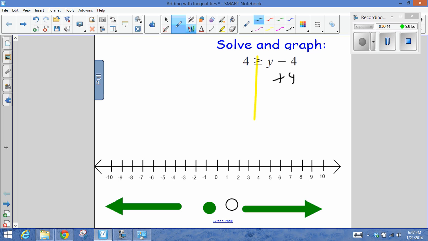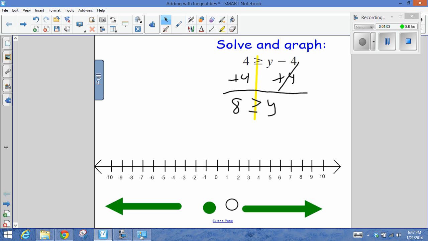If I do something to one side, I have to do it to the other, so I'm going to add 4 to the other side. And I end up with y on that side and 8 on this side. Now, I'm going to have to bring my sign down and be very careful that I bring exactly the same sign down. I know that this is going to be a closed circle, so I'm going to choose this closed circle right here because of the equal sign right there underneath our less than sign, we know it's closed. Okay, so we're going to put the closed circle at 8.